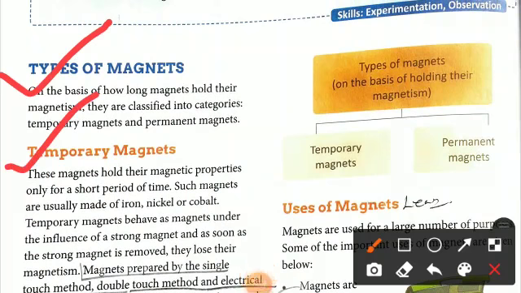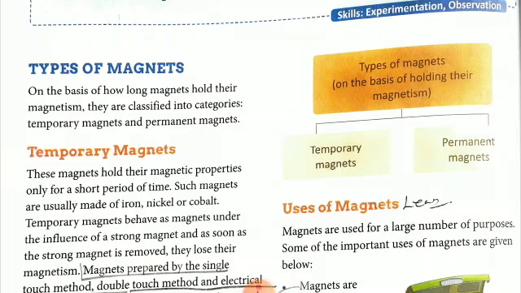These magnets hold their magnetic property only for a short period of time. Such magnets are usually made of iron, nickel or cobalt. Temporary magnets behave as a magnet under the influence of a strong magnet, and as soon as the strong magnet is removed, they lose their magnetism.